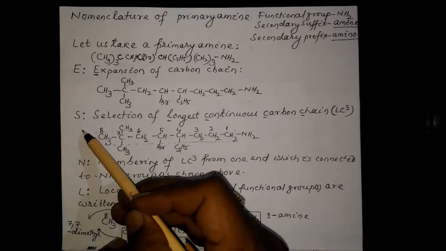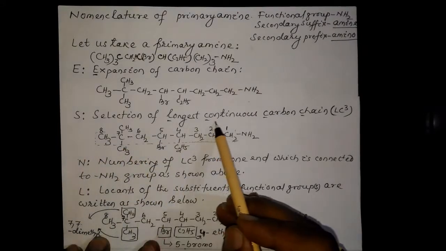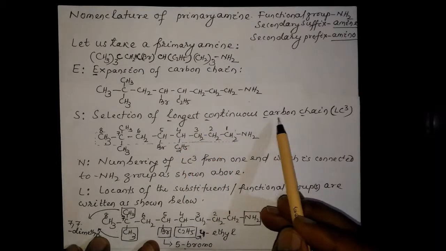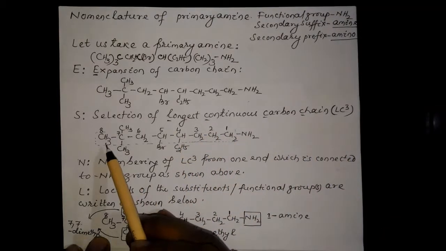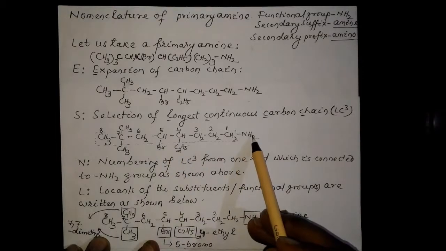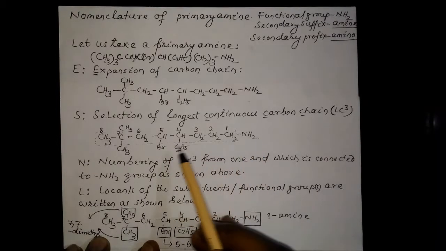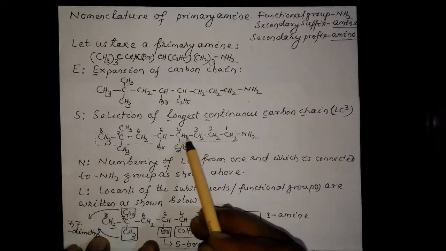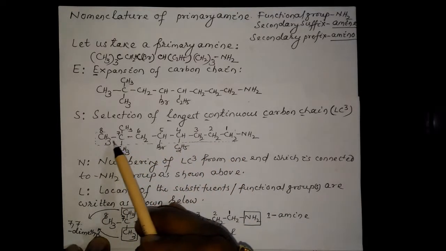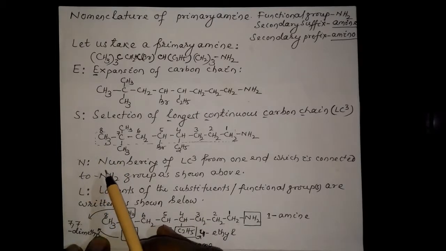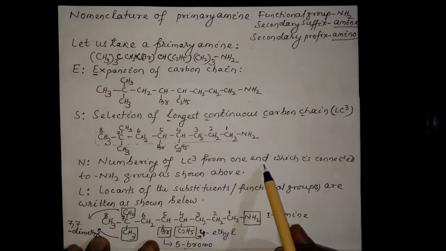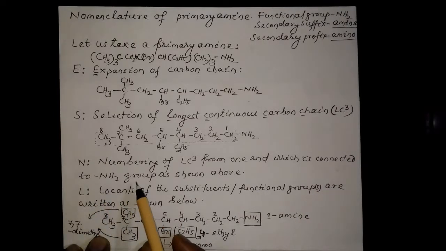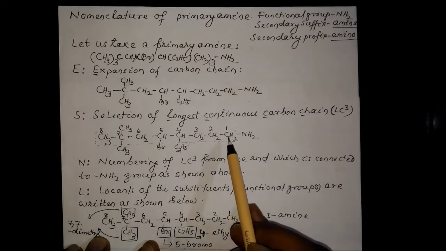S. Selection of longest continuous carbon chain, LCCC. This is the organic compound in the expanded form, and this one is the parent carbon chain, the longest continuous carbon chain. N. Numbering of LCCC from one end which is connected to the NH2 group as shown above.